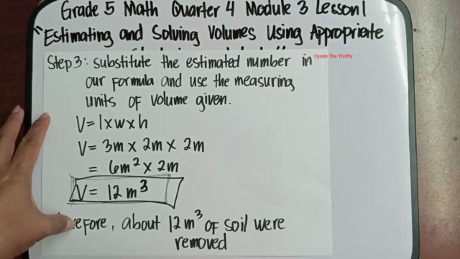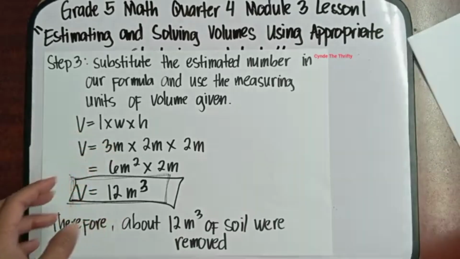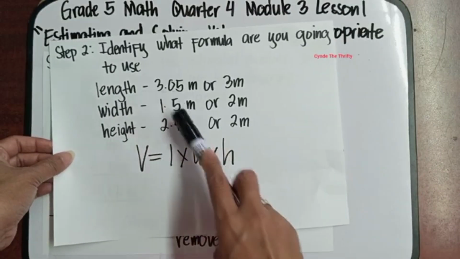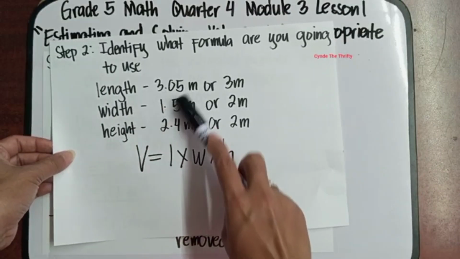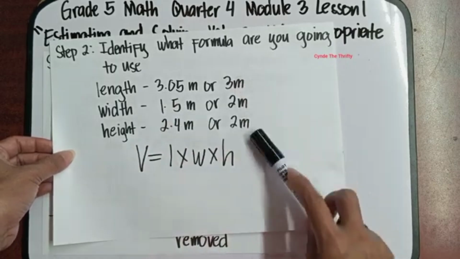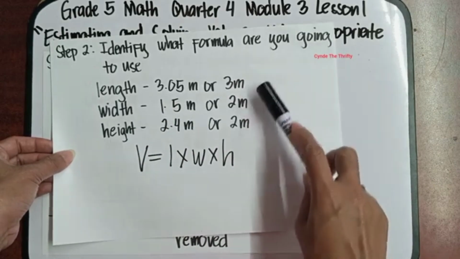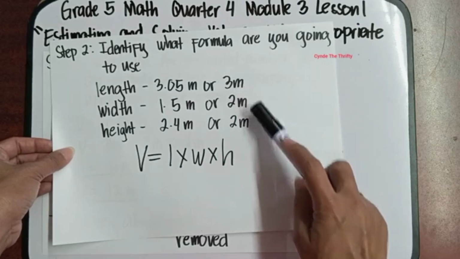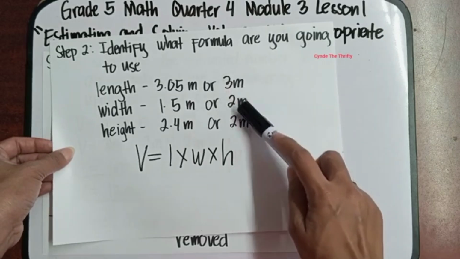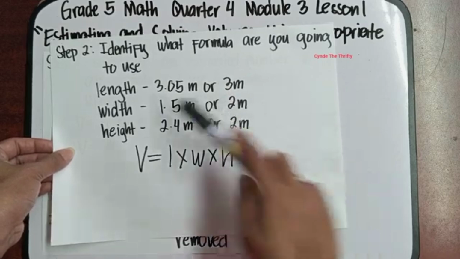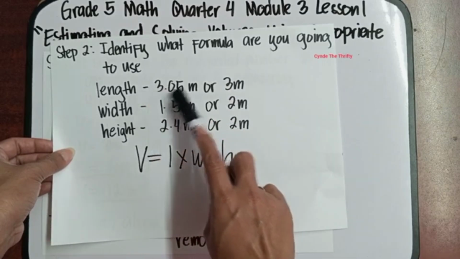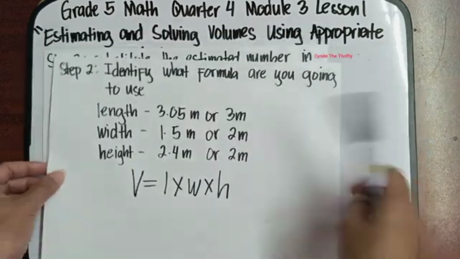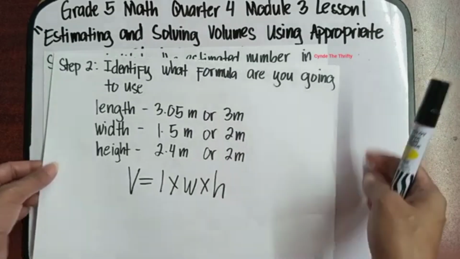Di ba mas madali mag-estimate kapag naka-round off yung number natin. Kasi kapag mag-estimate tayo tapos ito yung i-multiply natin, mas matagal tayong matapos na mag-multiply. While kung naka-round off siya, pwede kahit sa isipan lang natin gawin, makakagawa tayo ng sagot. I-multiply mo lang si 3, si 2, at si 2. Kesa i-multiply natin si 3.05, si 1.5, at si 2.4. So, ganon ka-useful ang estimating or estimation.